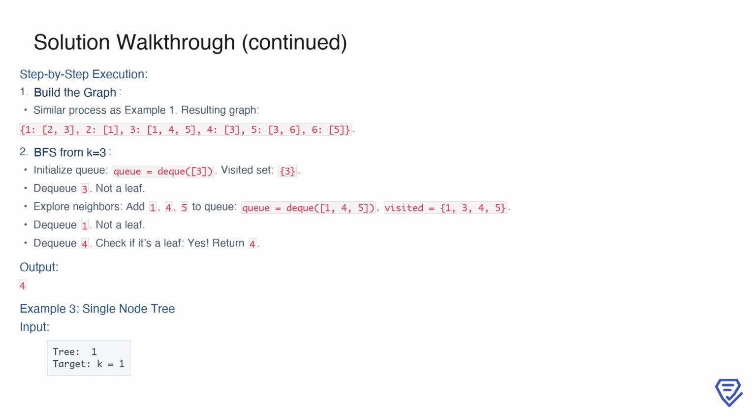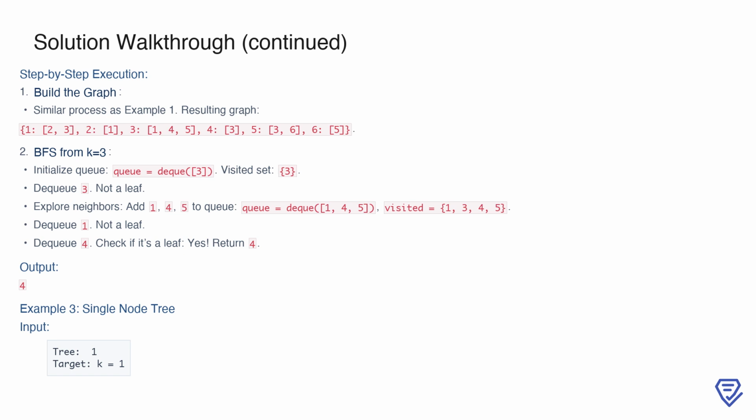5. Next, we perform BFS starting from node 3. The queue is initialized as dq, 3, and the visited set is 3. Dequeuing node 3, we see it isn't a leaf, so we explore its neighbors, nodes 1, 4, and 5, adding them to the queue. The queue becomes dq, 1, 4, 5, and the visited set is 1, 3, 4, 5.